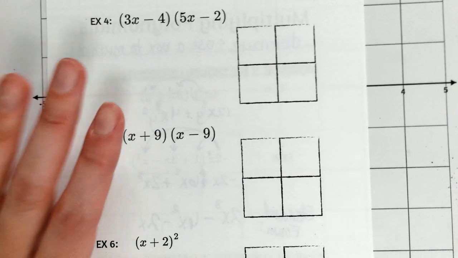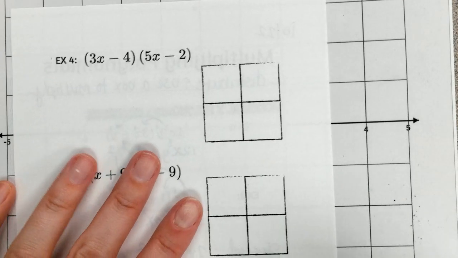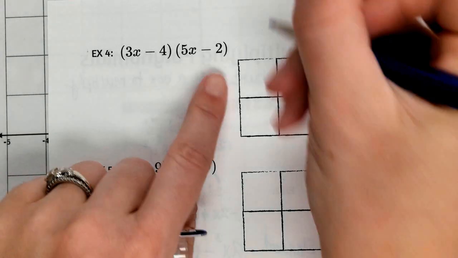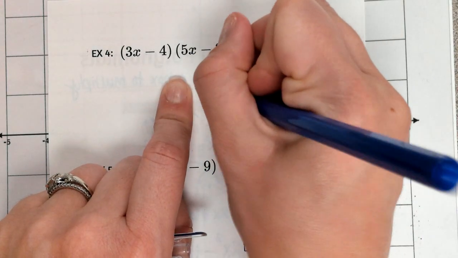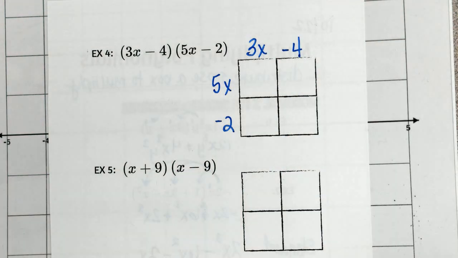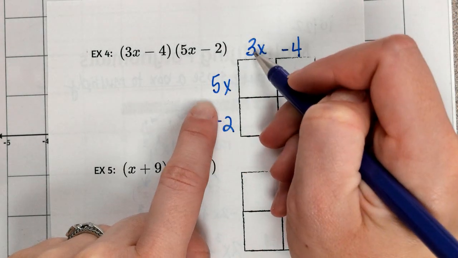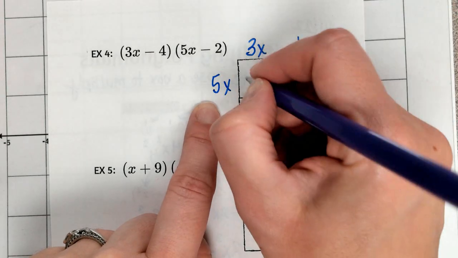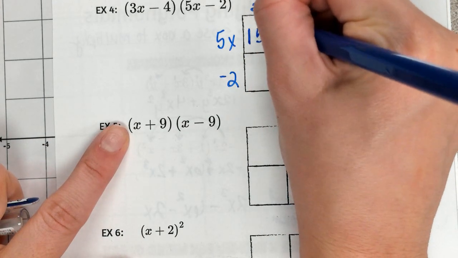All right, let's try another one. Okay? I'll go ahead and draw a box for this one too. So, we're multiplying two binomials. So let's put 3x minus 4 on the top, and 5x minus 2 on the side. Okay? So we'll multiply these. 3x times 5x is, wait, what color was I using? I want to be the same. Blue, okay. 15x squared.